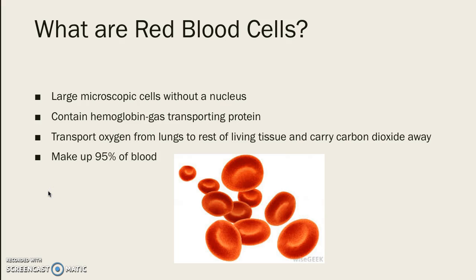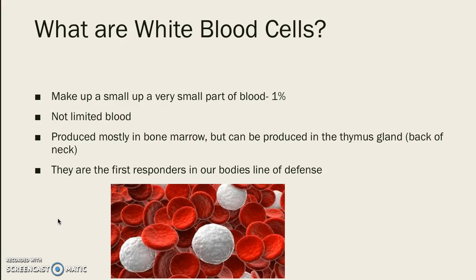So, what are red blood cells? Well, red blood cells are these large microscopic cells that do not contain a nucleus. As you can see in the diagram, there are these red disc-like shaped with like the indentation in the middle. They contain a hemoglobin gas transporting protein, and each cell has many iron-rich hemoglobin molecules. Red blood cells' main function is to transport oxygen from the lungs to the rest of living tissue and then carry the carbon dioxide away. They have this red color due to the oxygenated cells that they are carrying, and red blood cells make up around 95% of blood.